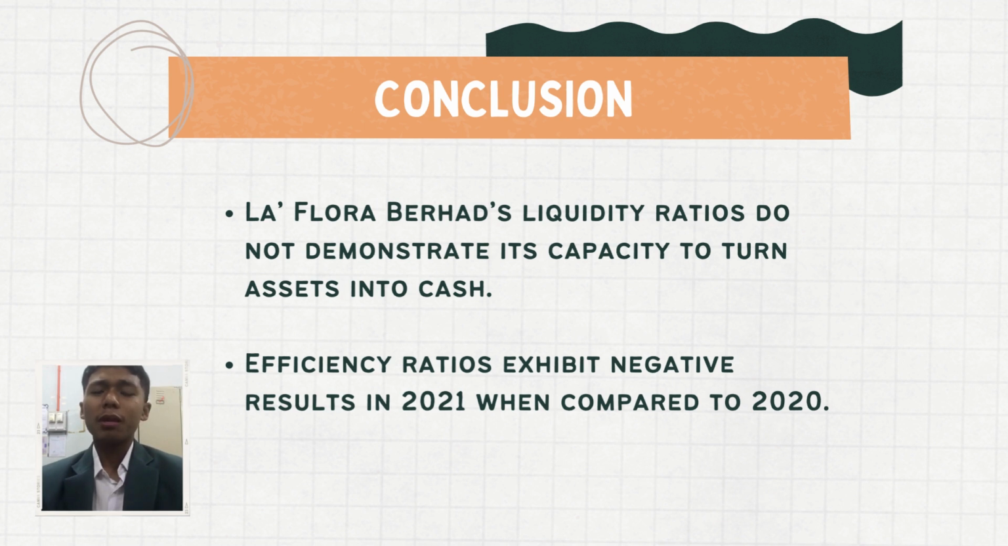The first reason we were unable to approve the loan request is because La Flora Bhd's liquidity ratio does not reflect its ability to convert assets into cash, which is not sustainable. As we can see, the liquidity in 2021 is lower than in 2020, falling from 2.25 times in 2020 to 1.51 times in 2021. This makes it more difficult for the corporation to pay its creditors. This indicates that the firm's liquidity ratio is fluctuating. It also reveals that they would be unable to meet their current financial obligations.